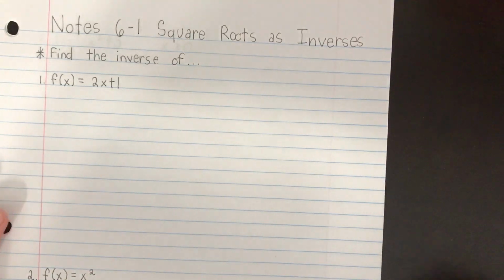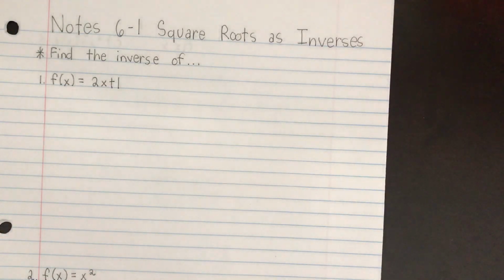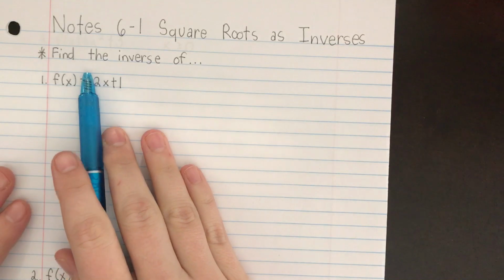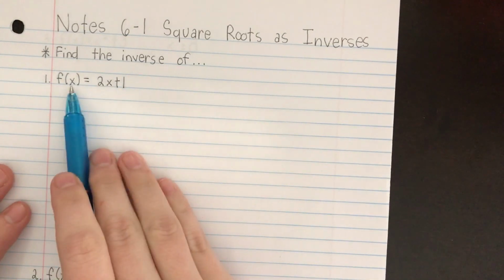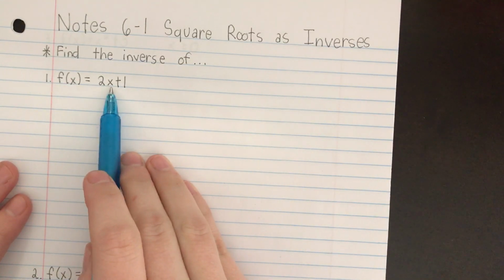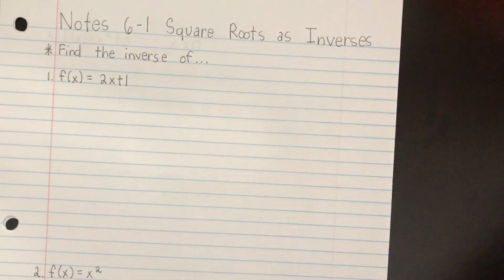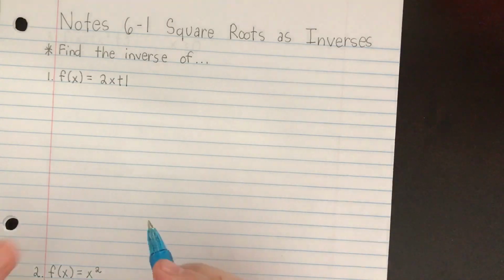We're looking at note 6-1, square roots as inverses. Just to recap before we begin the new material, let's refresh. Find the inverse of number 1, f of x equals 2x plus 1. We did this much earlier in the year, so let's recap on how it's done.